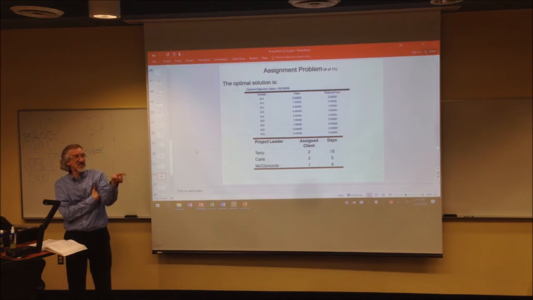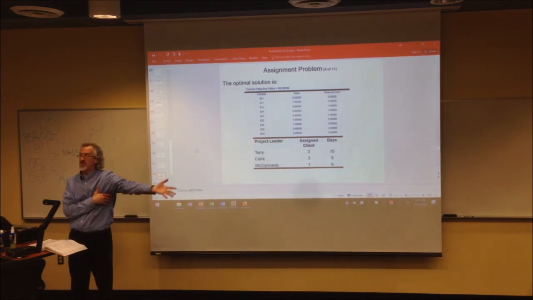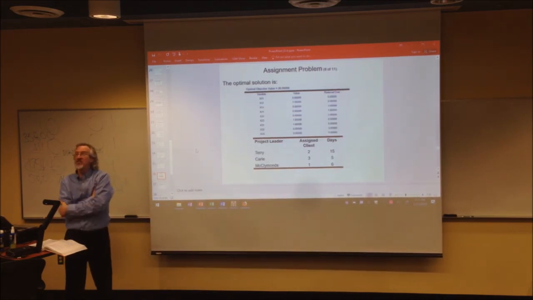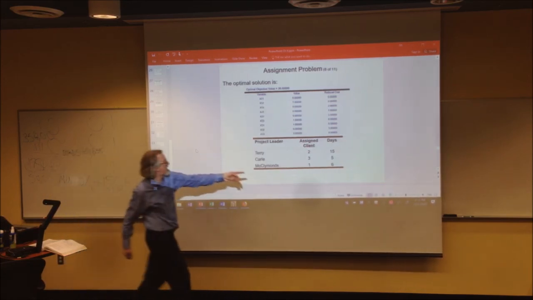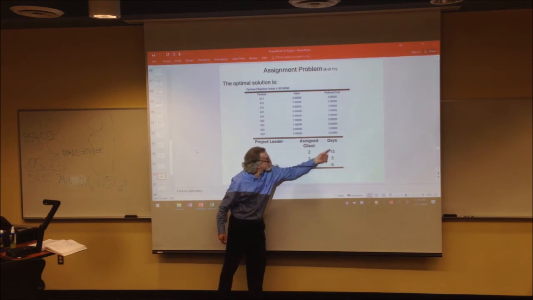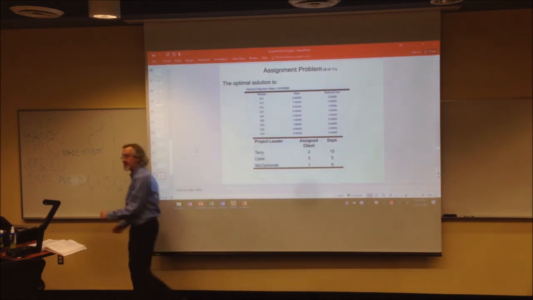We have to pay 26 days of these project leaders and their team. That's what we want to be as low as possible so we can get that gap and that profit. And you can see how it's added up. If we took the 15 plus the 5 plus the 6, that would be the 26.